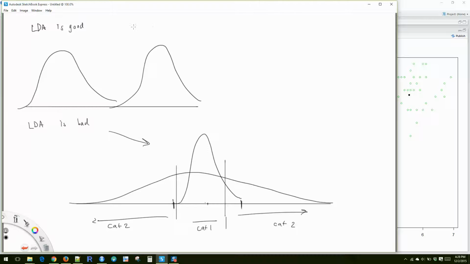So LDA is good when the class information is contained in the group means. Okay, bad in other situations.